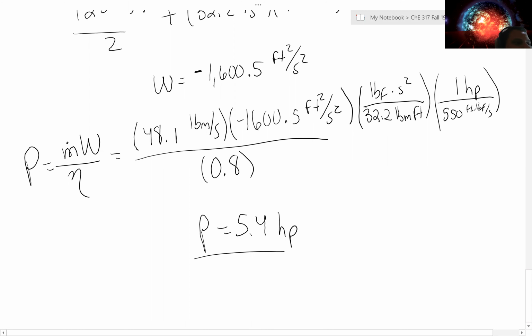Where'd you get the 0.8 from? Oh, it was an assumption I just made. We could have assumed it was 1 if you would have liked. It would just be the efficiency of the pump, which for most problems I'll either specify or you can just assume is unity. Okay, thank you. Of course.